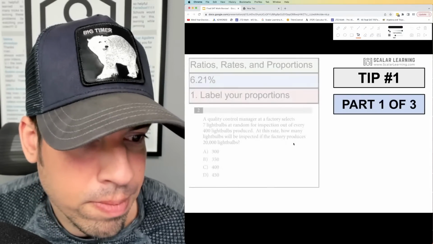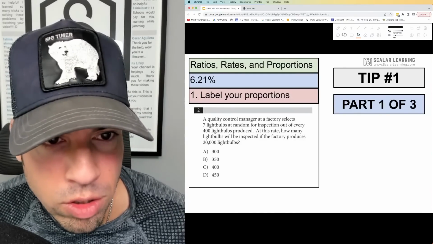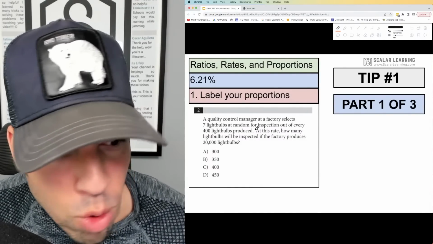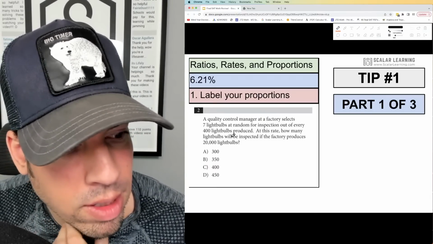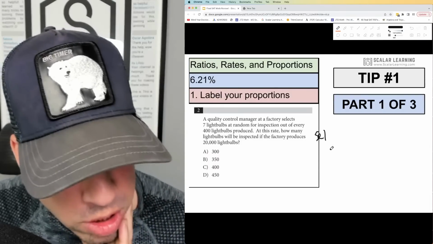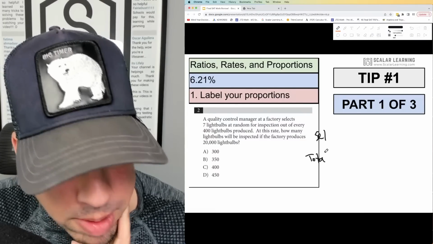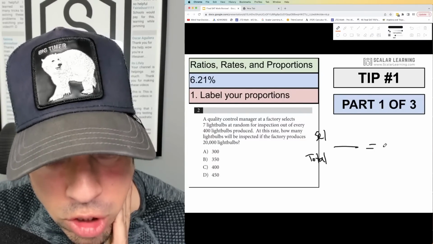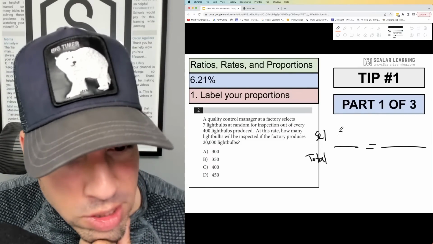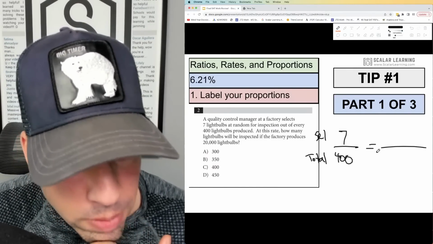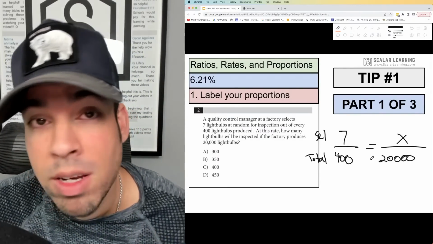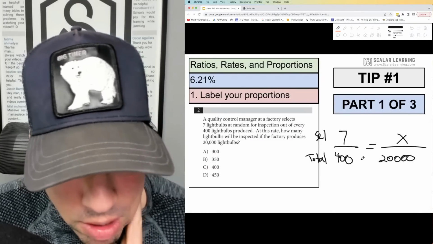Tip 1. Label your proportions. So what are we talking about in this question? We're talking about 400 total light bulbs produced and 7 being selected. If we're going to set up a proportion, which this is a proportion problem, look at how I'm labeling stuff. And you might say, well, I don't usually label. It's not too bad. But it really makes it so much easier, and it barely takes any time. So we're selecting 7 out of a total of 400. So I want to know how many are we selecting with a total of 20,000. Now I know not to misplace any of these values.